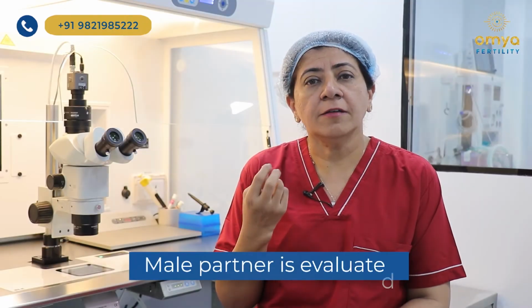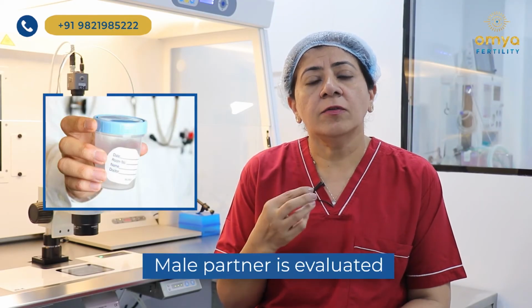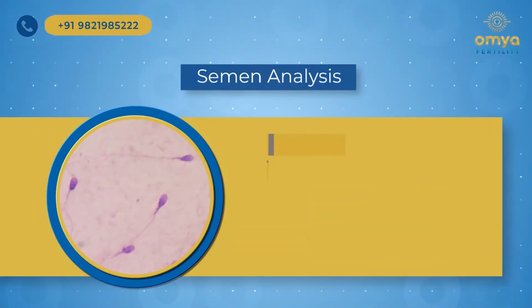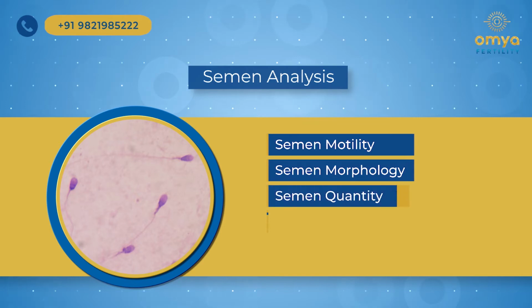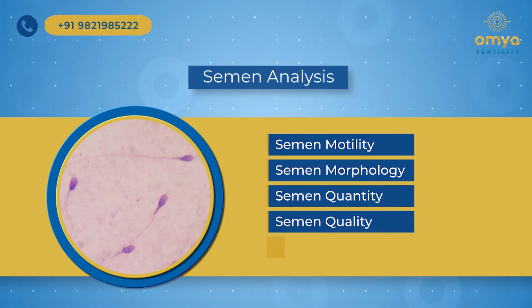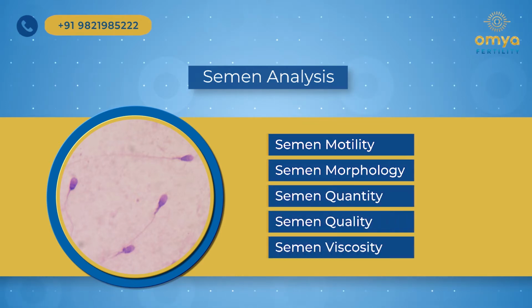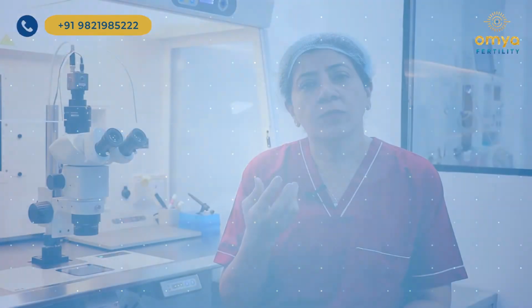The male partner is evaluated for the semen test, which includes the semen analysis. In semen, you have to evaluate your motility, your morphology, your quantity, your quality of the semen, any viscosity of the semen. If there is infection in the semen, then we ask the patient to get the semen culture done. After complete evaluation of both the partners, your doctor will design a protocol for you to get the maximum number of eggs, simultaneously preventing the hyperstimulation syndrome.